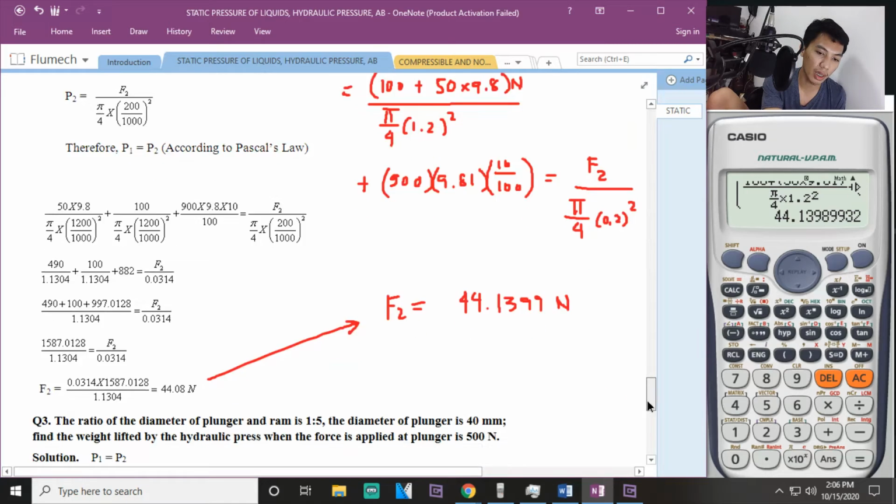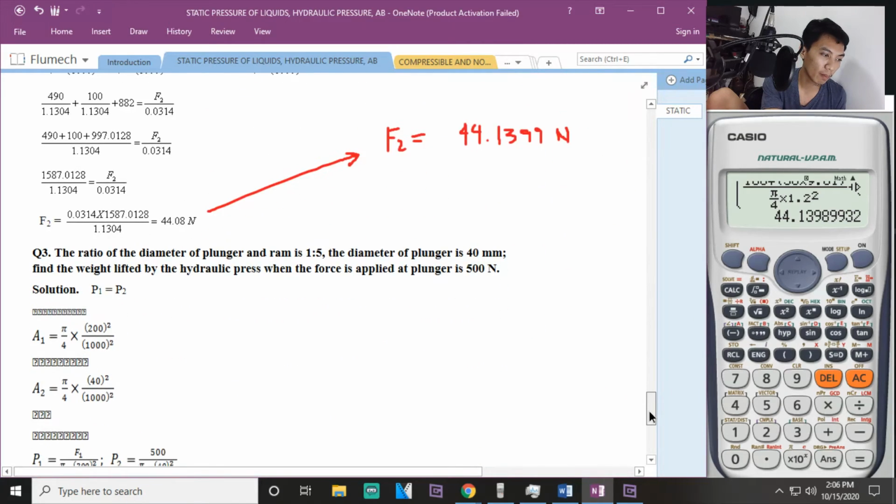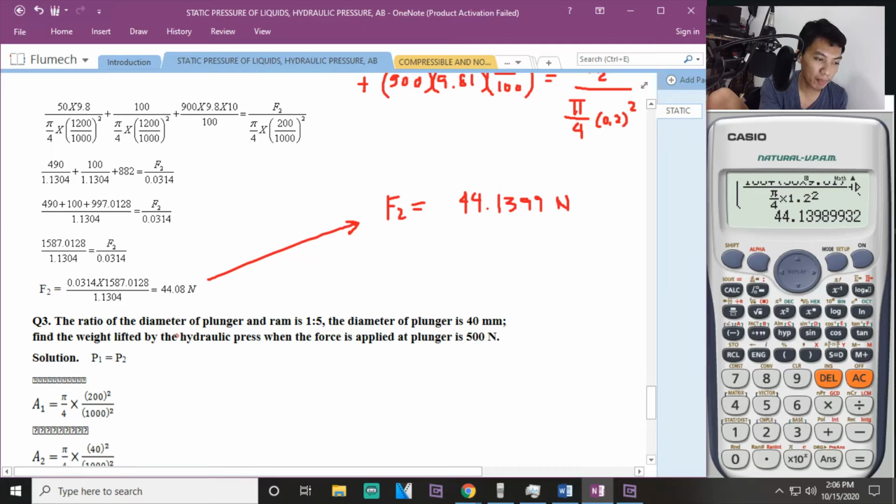That is the answer. Now, ito naman. The ratio of the diameter of the plunger and ram is 1 to 5. Yung plunger mo, 1, tapos yung ram is 5. The diameter of the plunger is 40 mm. So, ibig sabihin yung ram is 5 times 40. That is 200 mm.